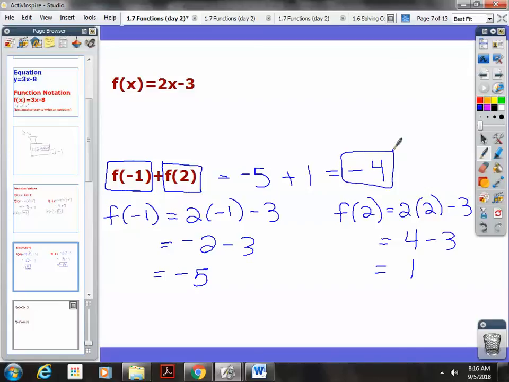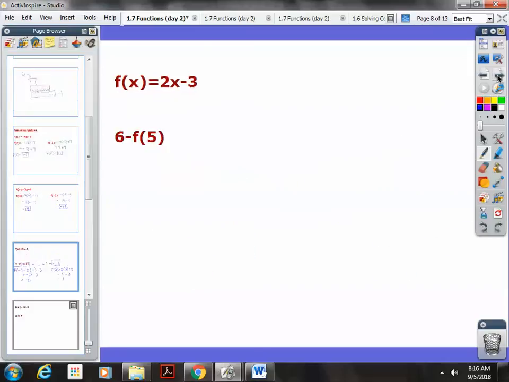Did I lose anybody on that one? Real quick, just to make sure we're all okay with that. You guys okay with finding f of negative 1? We okay with finding f of 2? Why did I add the answers? There's a plus sign, isn't there? We just had to simply add the two values. We did negative 5 plus 1 was negative 4. Okay, let's look at another one.